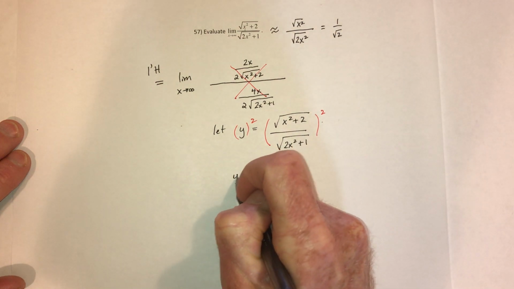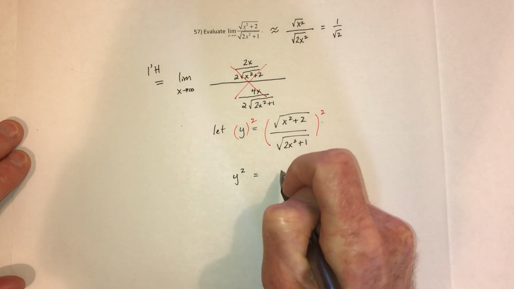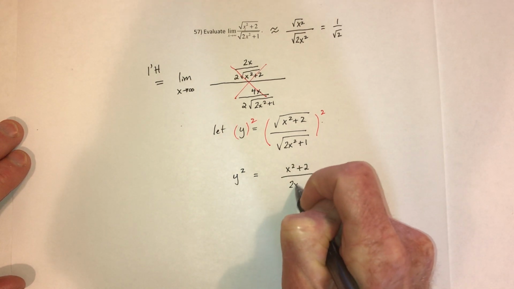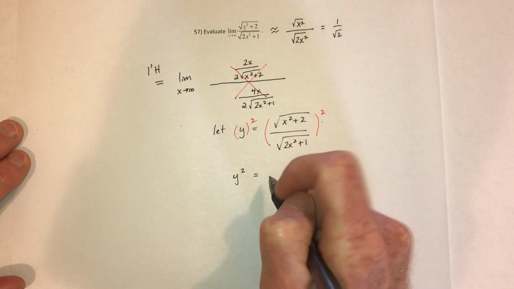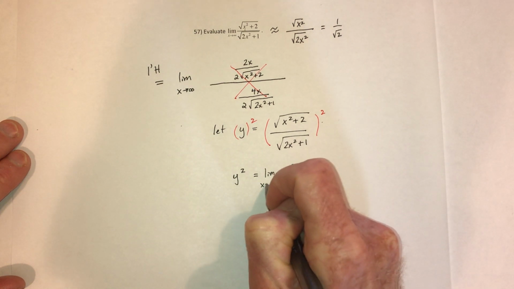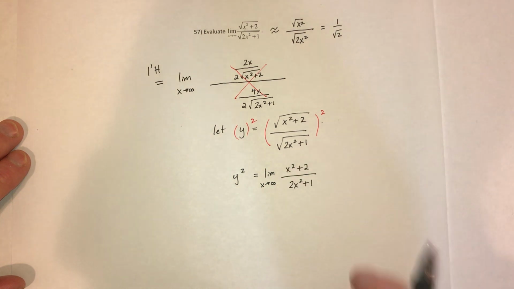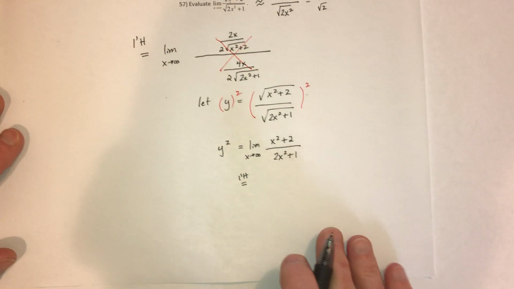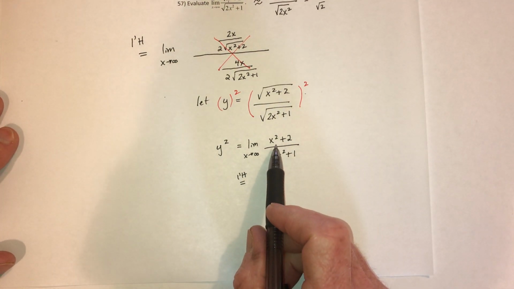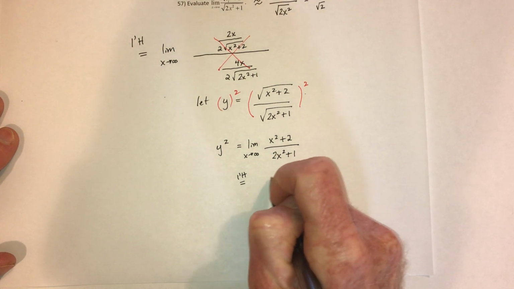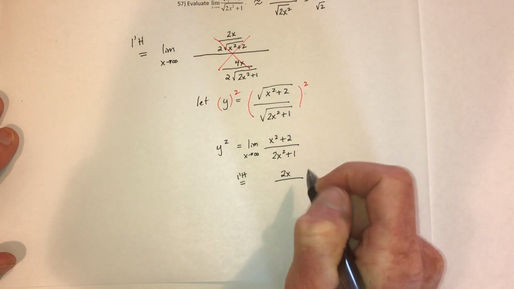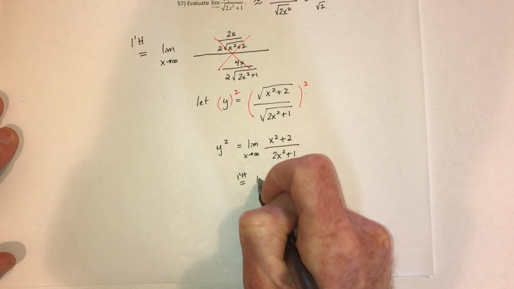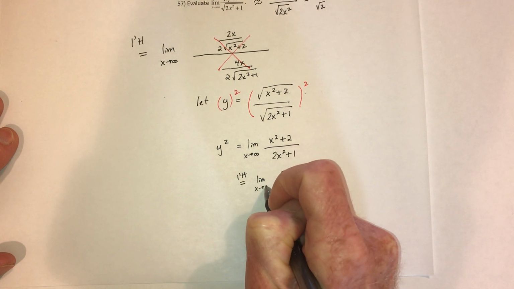So it's going to be that y squared is equal to just an x squared plus 2 over a 2x squared plus 1. Then take the limit as x goes to infinity. So then we could use L'Hopital's rule. And this is going to be much simpler now that the square roots are gone. The derivative on the top is going to be 2x. The derivative on the bottom is going to be 4x. And then it's still the limit as x goes to infinity.